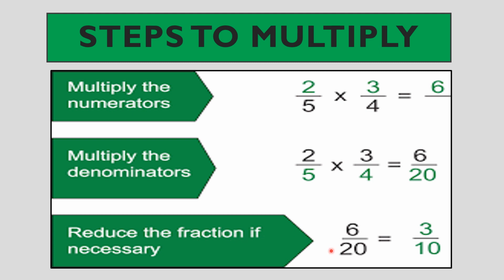Now the third step is, if you can reduce the fraction to lowest terms, you have to reduce it. Now 6 by 20: 6 is divisible by 2 and 20 is also divisible by 2. 2 threes are 6 and 2 tens are 20. So 3 by 10. Now for 3 by 10, other than 1, no other number can divide both numbers. The same number should divide both numbers, so you keep the fraction as it is. The answer is 3 by 10.